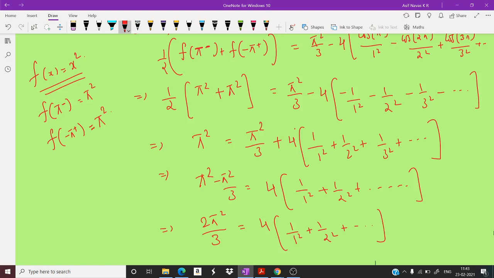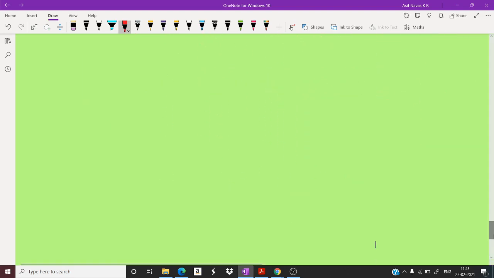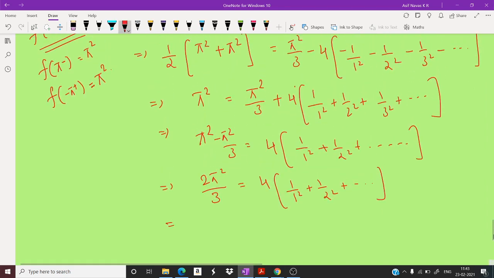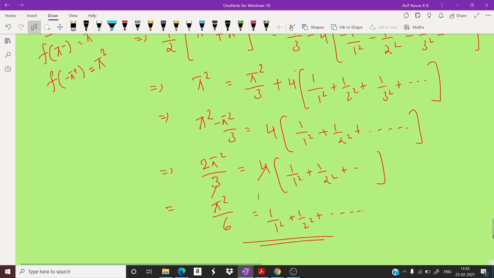So from here you will get 2 pi square by 12, that is pi square by 6, is equal to 1 by 1 square plus 1 by 2 square plus etc. So we derived this. So does anybody have any doubt here?